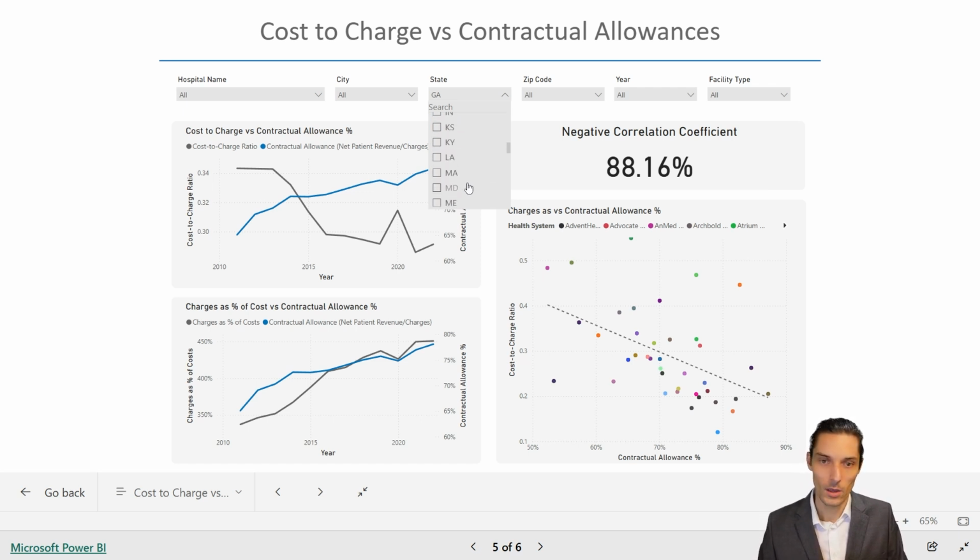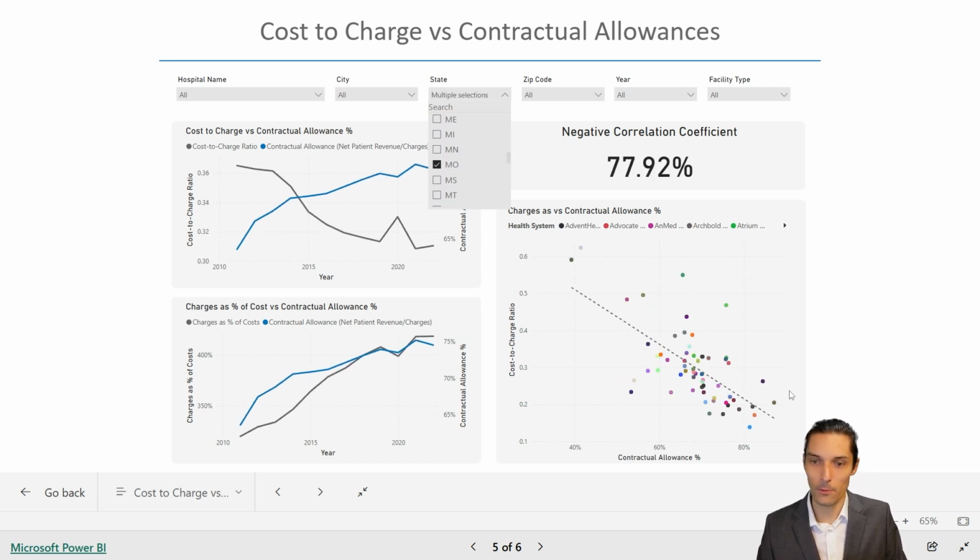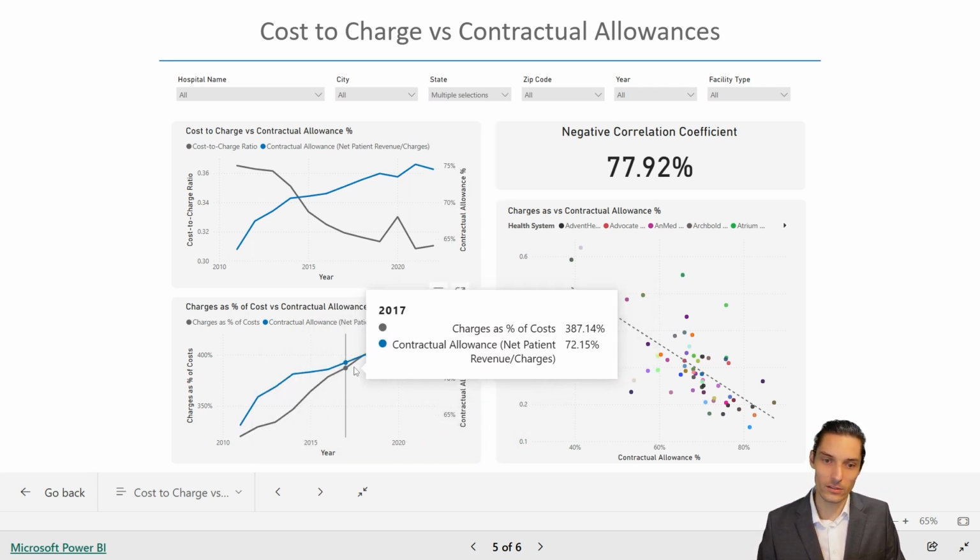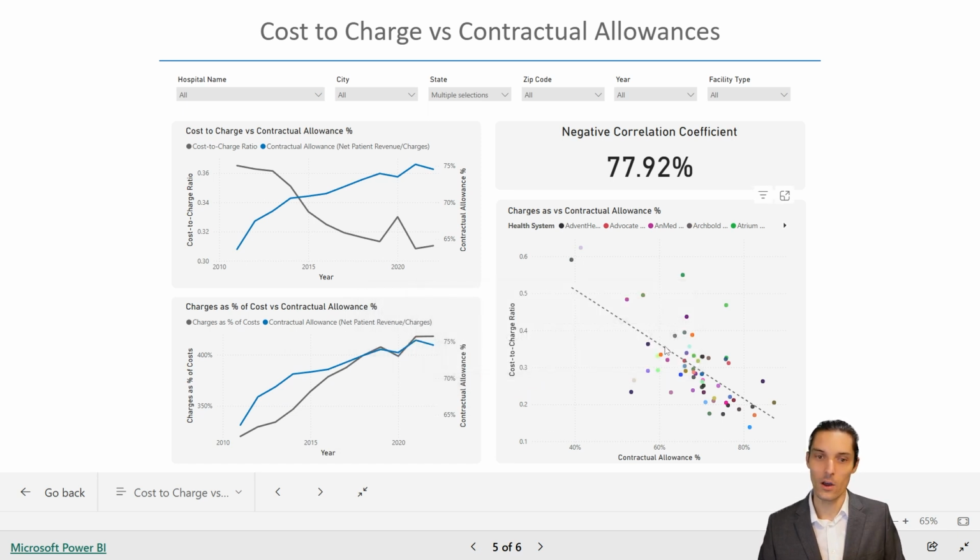within Georgia. We can look at a series of other states, like Missouri, for example, that certainly cluster and have a higher correlation coefficient. But then you can also see it on a trend basis. And so it didn't trend together until, let's say, 2017 and 2018, where the cost to charges and contractual allowances trended more closely.